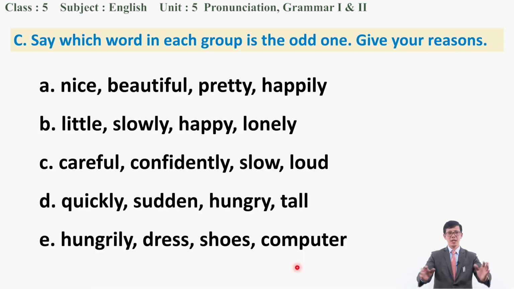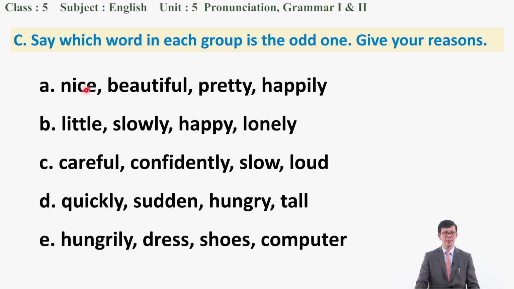Now, let us look at this exercise. What do you see over there? Oh, interesting. Now you are clear about adjectives and adverbs. You have to find out now the odd one out. Which word in each group is the odd one? And you have to give your reason, why it is the odd one, why it is different from the others in this group.